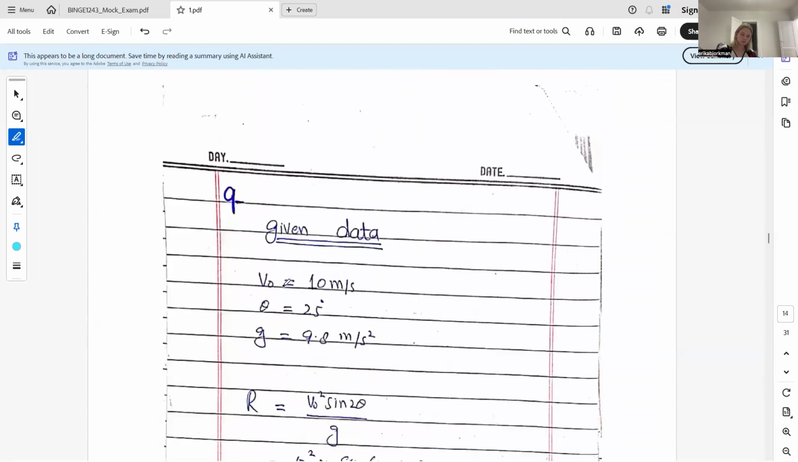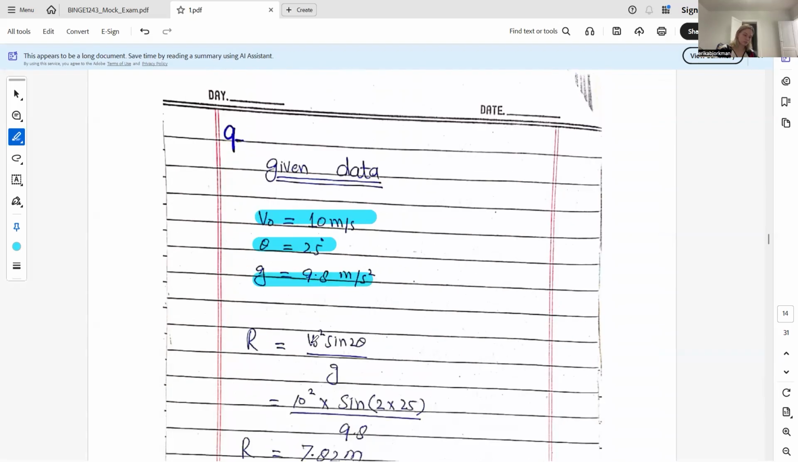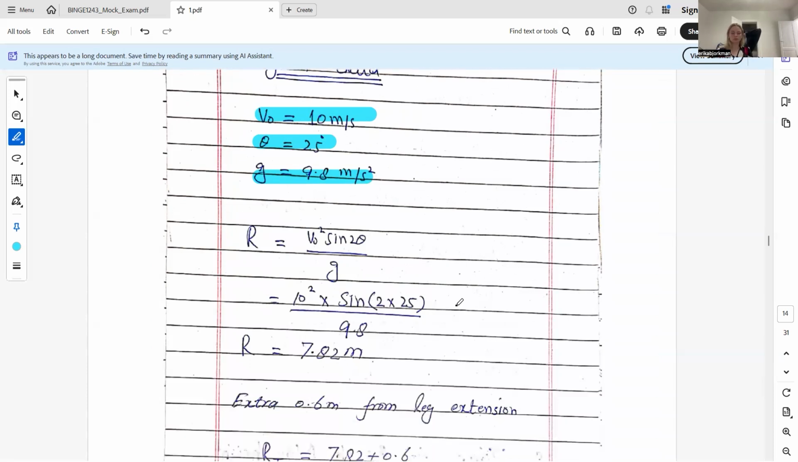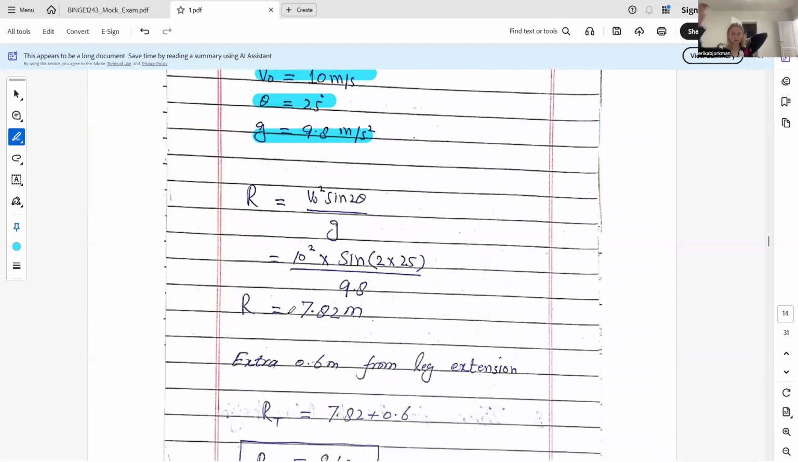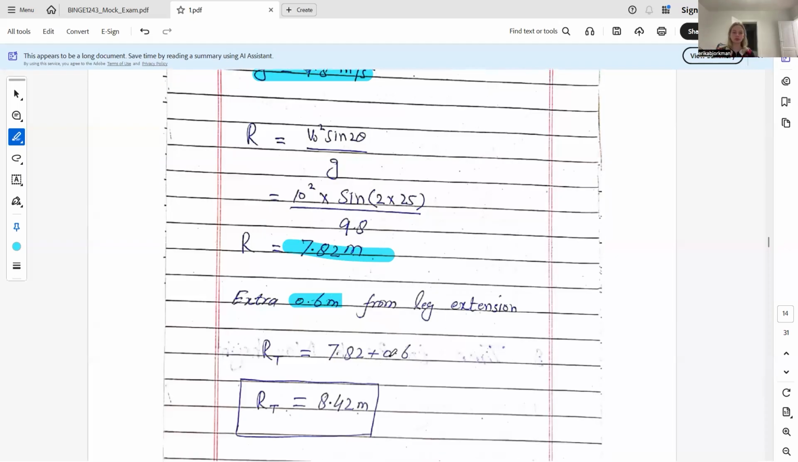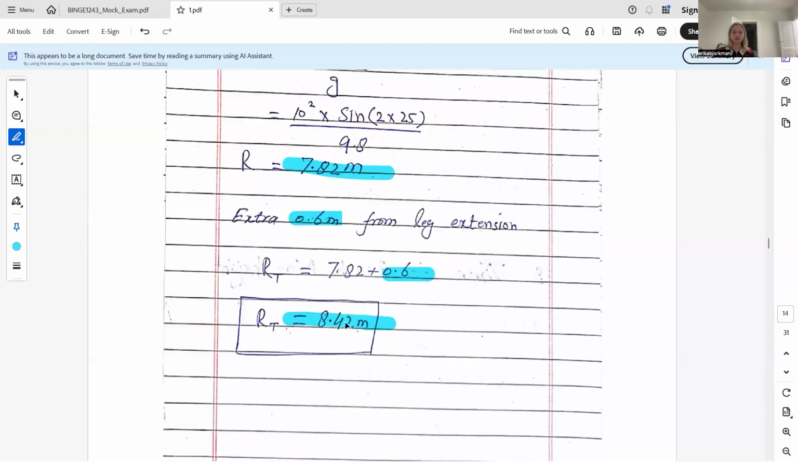Next is the problem that is given to us, that is actually the data. V naught is equal to 10 meter per second, theta is 25, g is 9.8. Putting the values, V naught square sine 2 theta over g, 10 square multiplied by sine of 2 multiplied by 25, simplifying gives 7.82 meter. And as he is extending his legs just before landing, we can add this distance to it, and finally its range has become 8.42 meter.